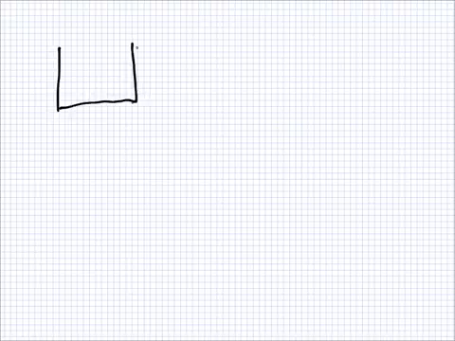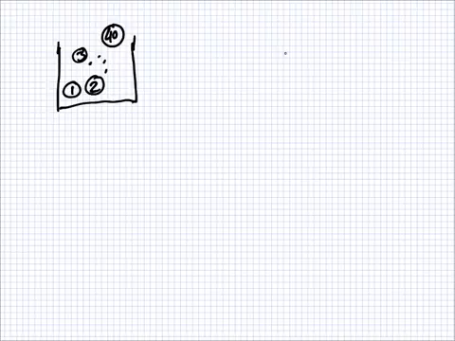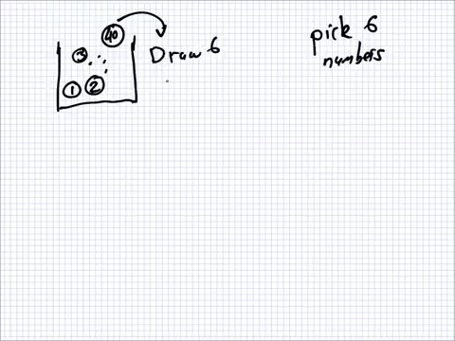Okay, so let's imagine we have a lottery game. In the bin there are balls numbered 1, 2, 3, dot dot dot, and we'll go up to 40. It can be my game. For this game, what you have to do is pick 6 numbers, and then what happens is they draw 6 numbers.